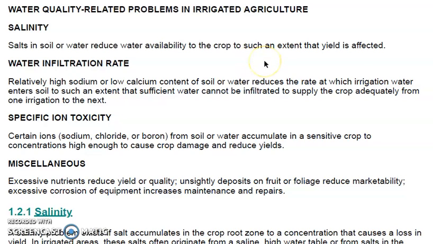Water infiltration problem. I told you we have a relatively high sodium and low calcium content of soil or water, which reduces the rate at which irrigation water enters the soil to such an extent that sufficient water cannot be infiltrated to supply the crop on irrigation.